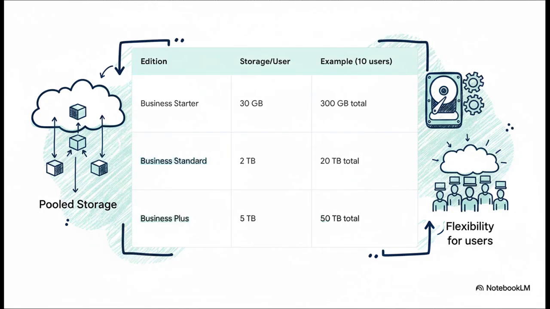Now, let's look at how this plays out with some real numbers. Because as you can see, different Workspace plans contribute different amounts to the pool. For example, if you have 10 users on Business Starter, you get a 300 gigabyte pool. But if those same 10 users are on Business Standard, boom, you've got a massive 20 terabyte pool. So your choice of plan has a huge impact on the size of your shared space.